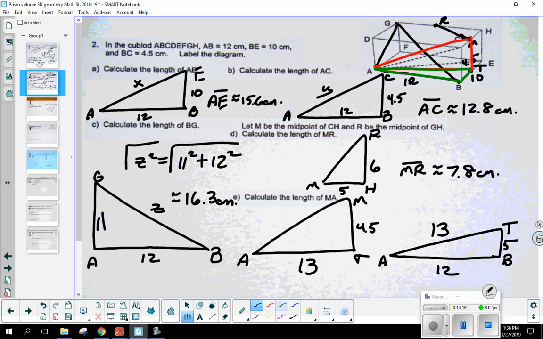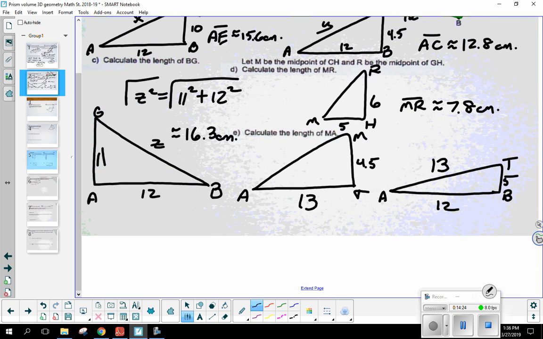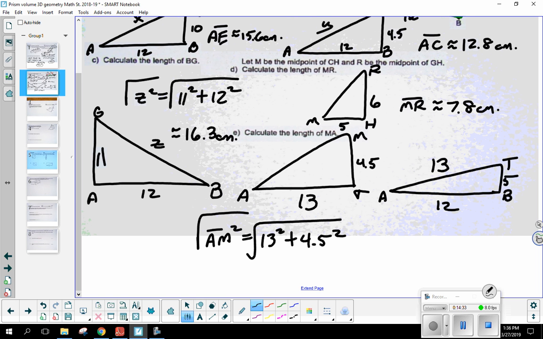And now we have enough information to go ahead and figure out what AM is. Is everybody okay with what we've done? Okay. So let's see here. Let me go ahead and say AM. That segment squared is equal to 13 squared plus 4.5 squared. Once again, take the square root.